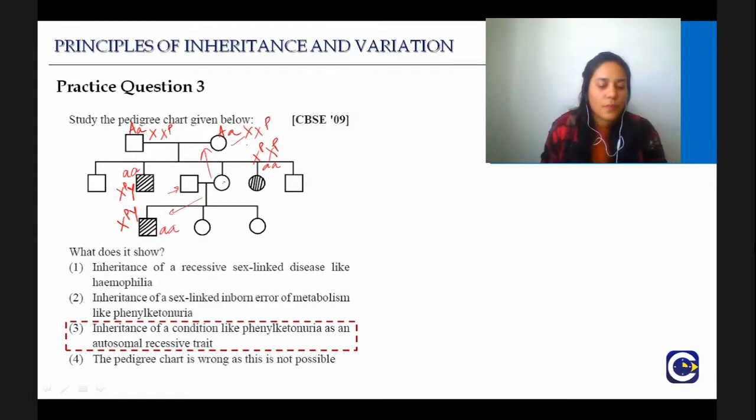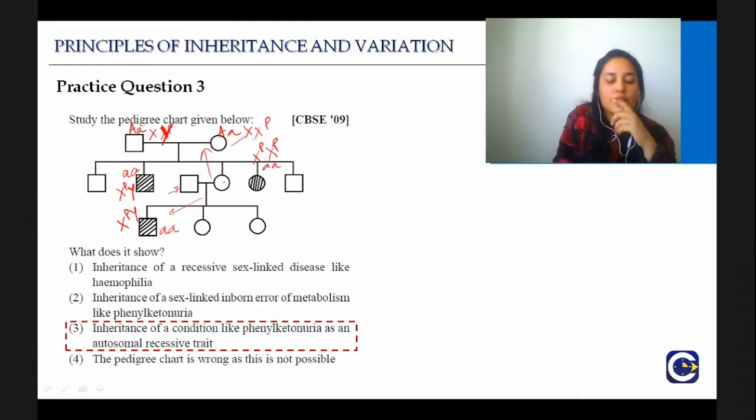Okay, and now you know XY and then XXP. So this will explain it to you. Now you see here, here is the male and here is the female. If it is a sex-linked disorder, this is an affected female, which means she should take this defective allele from the father and this defective allele from the mother.